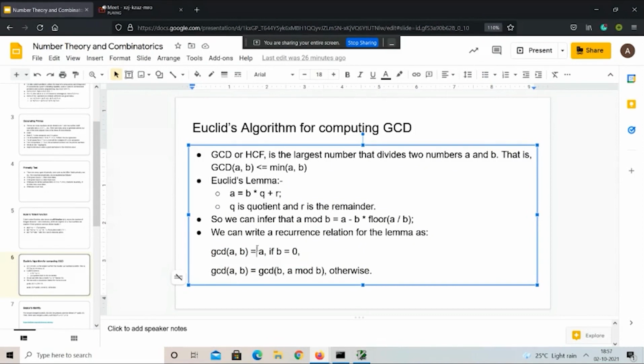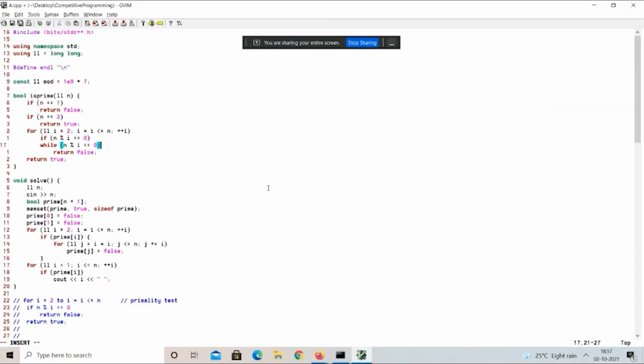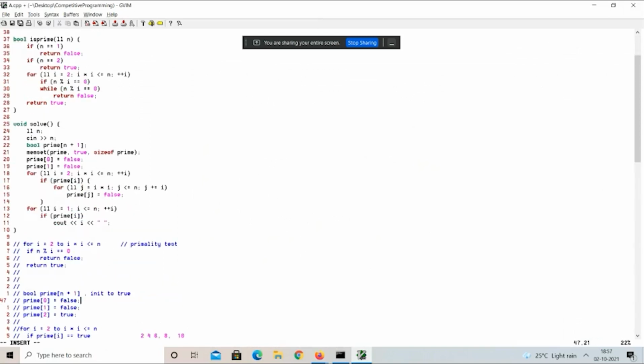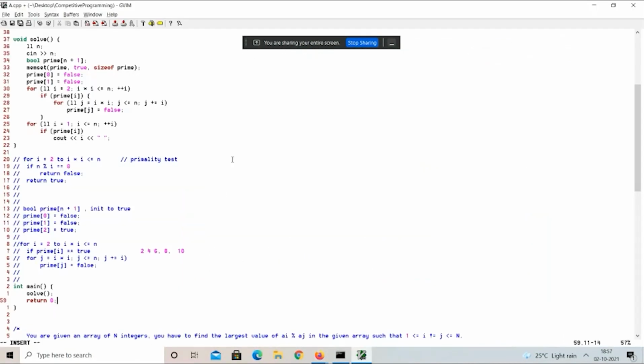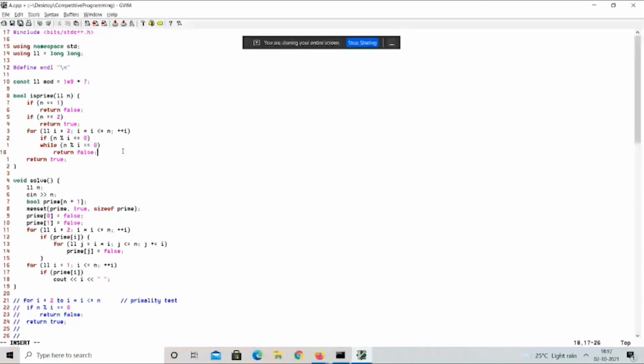Recurrence relation, for those who don't know, like recursion, okay, just remember this right now. It's a pretty long explanation. If you don't know what Euclid's lemma is, I would suggest to just revise it. I will just explain how we compute the GCD, because we have a time constraint as well, so I need to cover everything.